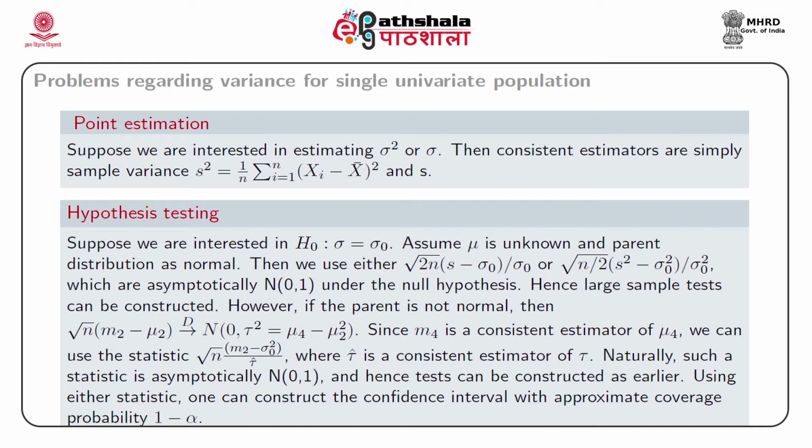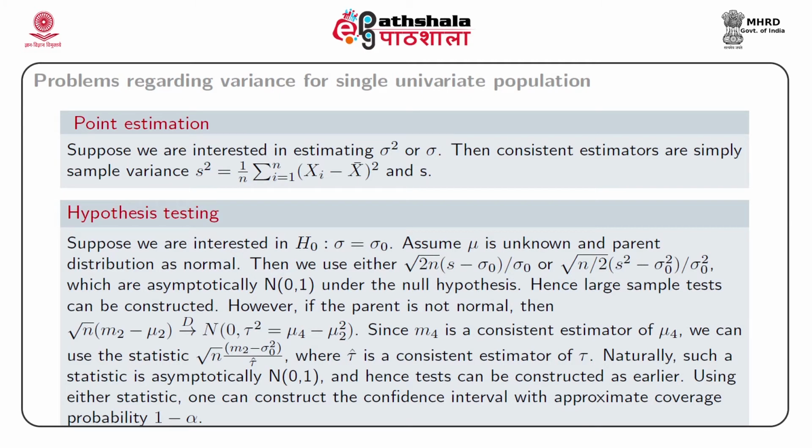So actually for a non-normal parent, we have the result that the large sample distribution of M2, that is the second order central moment, is asymptotically normal with mean mu2 and variance, denoted by tau square, defined as mu4 minus mu2 square. And since M2 is a consistent estimator of mu2, we can use the statistic square root of n multiplied by (m2 minus sigma naught square), that is the value specified under the null hypothesis, divided by tau hat, where tau hat is a consistent estimator of tau. Naturally, such a statistic by Slutsky's theorem is again asymptotically standard normal, and hence tests can be constructed as earlier.